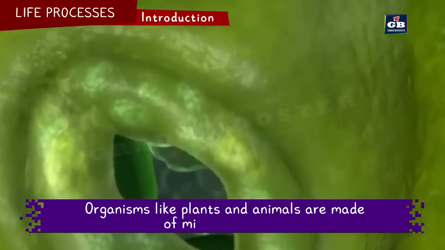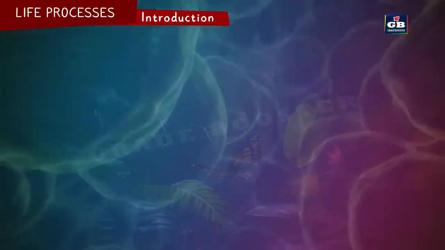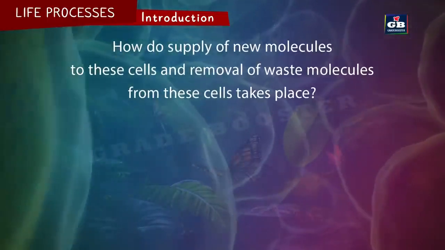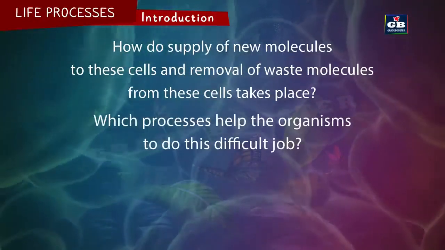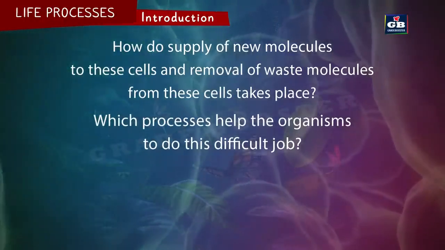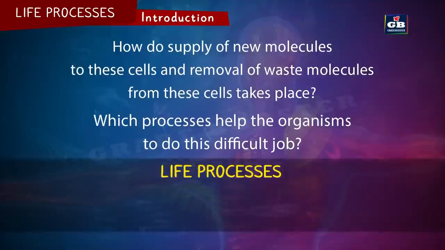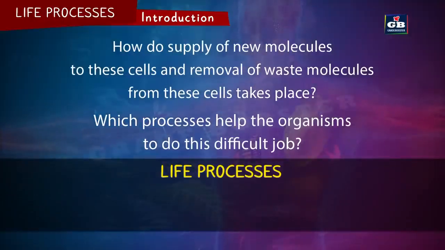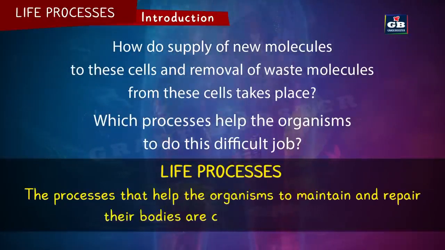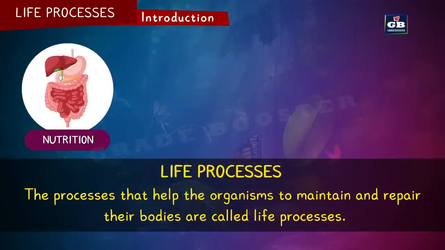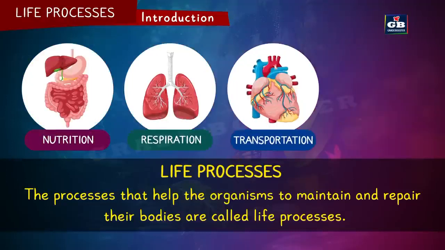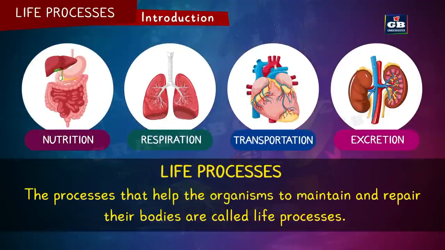Organisms like plants and animals are made up of millions of cells. Then, how does the supply of new molecules to these cells and removal of waste molecules from these cells take place? Which processes help the organisms to do this difficult job? Life processes are a set of processes that help the organisms to do this job. The processes that help the organisms to maintain and repair their bodies are called life processes. Nutrition, respiration, transportation, and excretion are the four important life processes that help the organisms in their survival.